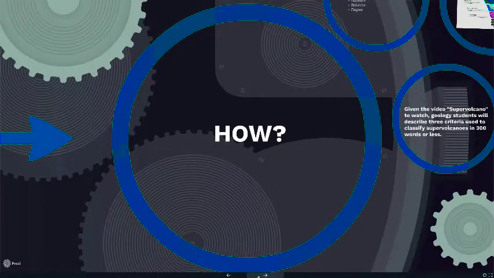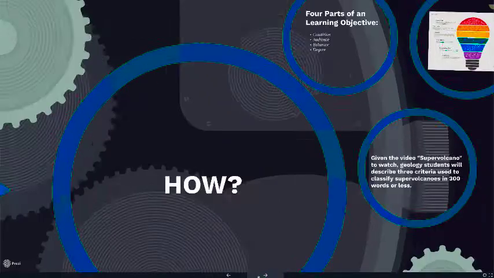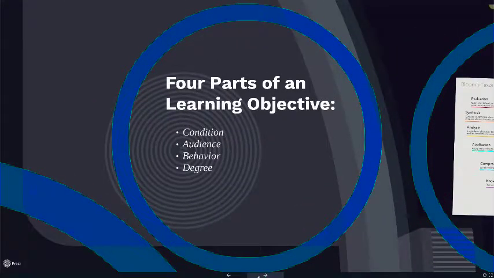So now that we understand the basic requirements of a good learning objective, how do we write clear and measurable learning objectives? A good learning objective has 4 parts. It describes a condition of learning. It identifies the audience. It describes a measurable behavior using Bloom's taxonomy, and defines the degree to which the learning outcome will be met.